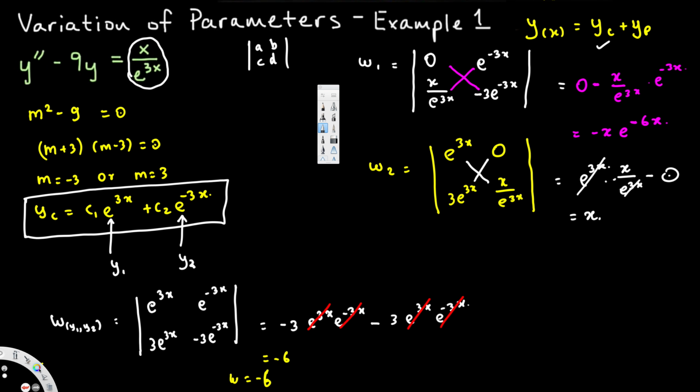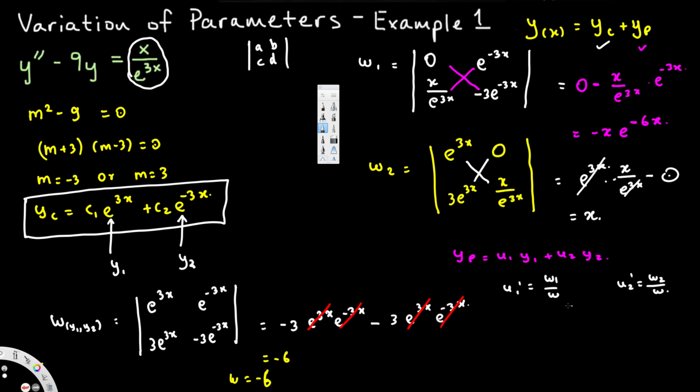Now this is our purpose: our purpose is to find yp. To find yp we have to use this equation: yp is equal to u1 y1 plus u2 y2. But we cannot find u1 directly; we have to find the derivative first. To find the derivative, here's the equation: u1 prime is equal to W1 over W, and u2 prime is equal to W2 over W.